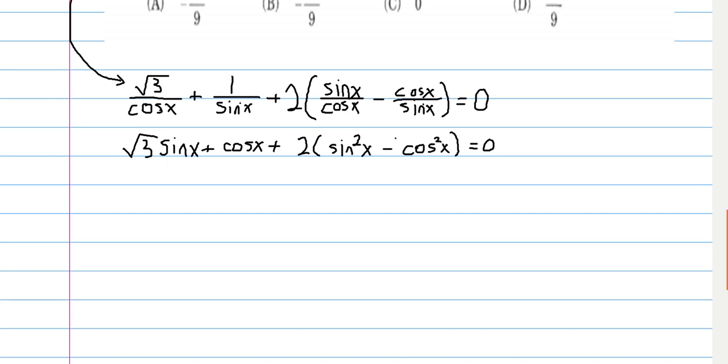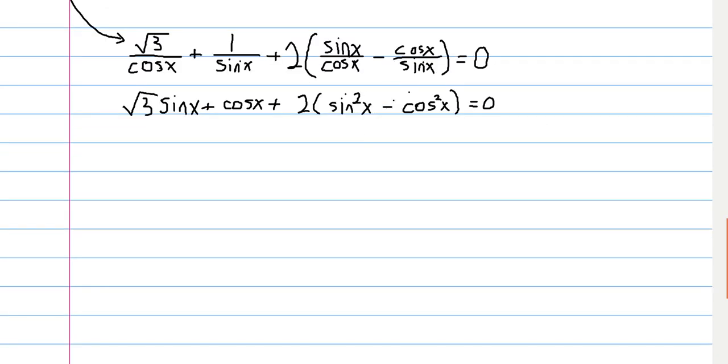minus cosine squared x. Now this looks like a fairly easy identity. I mean, it's sort of close to sine squared x plus cosine squared x, which would be 1, but in fact this is just equal to negative cosine of 2x. And so since it's negative, I'm going to move it to the other side of the equation. So we'll have 2 cosine of 2x on this side of the equation.